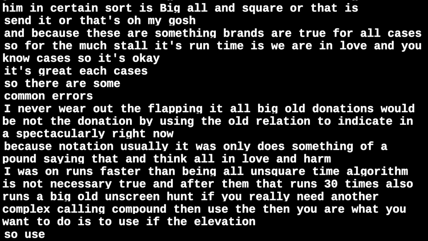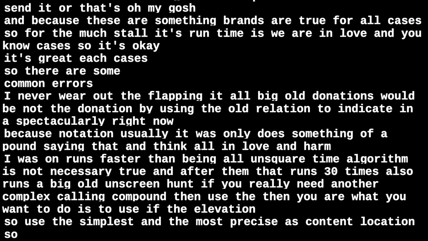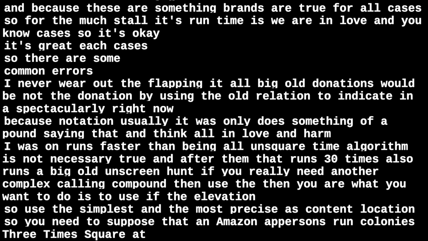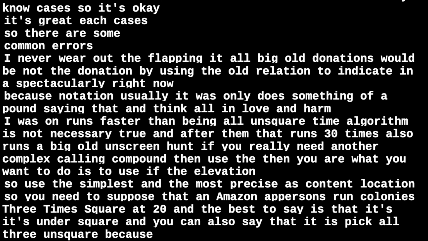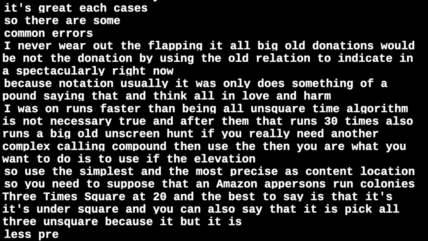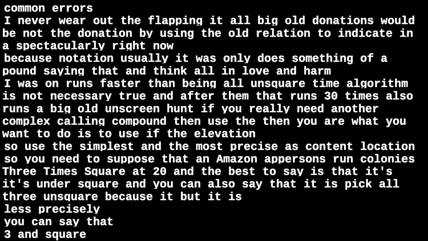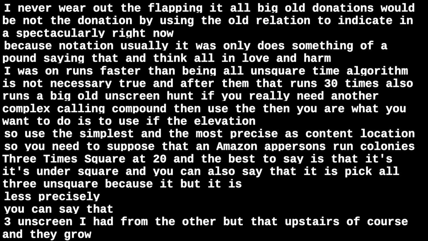So use the simplest and most precise asymptotic notation that applies. Suppose that an algorithm's runtime is 3n squared plus 20n. The best thing to say is that it's theta of n squared. You can also say that it is big O of n squared, but that is less precise. You can say that it's theta of 3n squared plus 20n, but that obscures the order of growth.